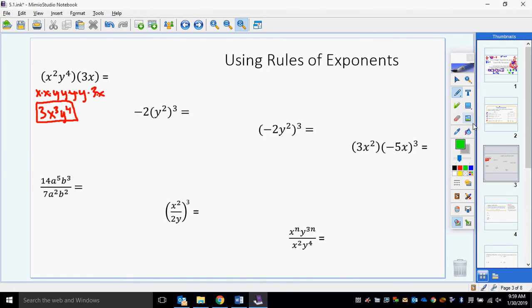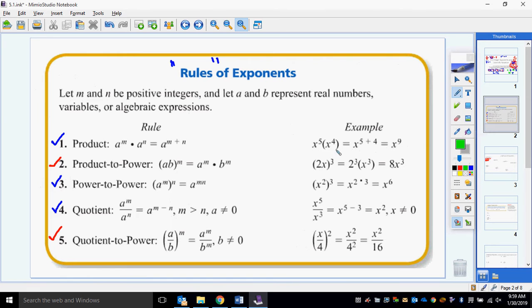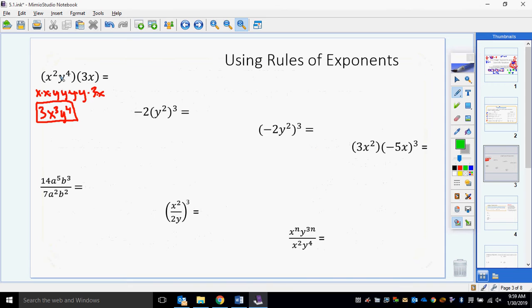So this would be an example of a product rule. Product rule, I have everything being multiplied. So I find things with the same base and I add their exponents. So x to the second and x to the first means x to the third. I add the 2 plus the 1. And then I find my other base. y is a base. There's no other y, so I still have y to the fourth. And 3, there is no other number to multiply it with, so I just have a 3 to the first.